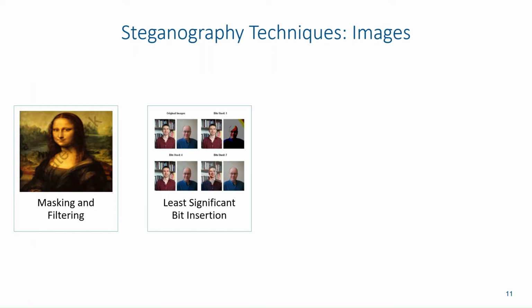The next technique is the least significant bit insertion. Essentially, with the least significant bit insertion, you are taking a certain number of bits from one file and you're merging it with a certain number of bits from another file. So you notice that there is some distortion in quality when we use least significant bit insertion.